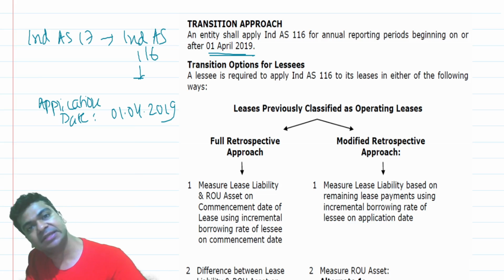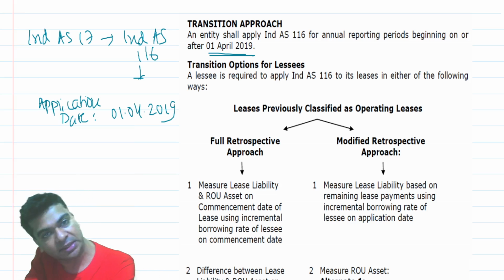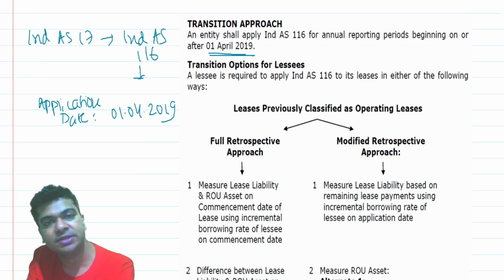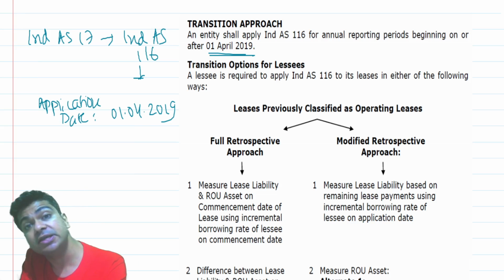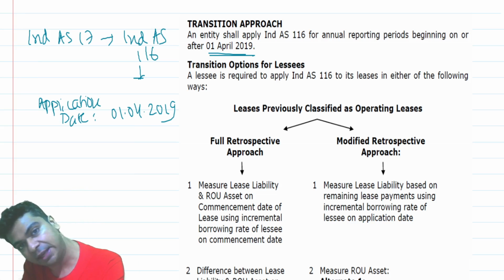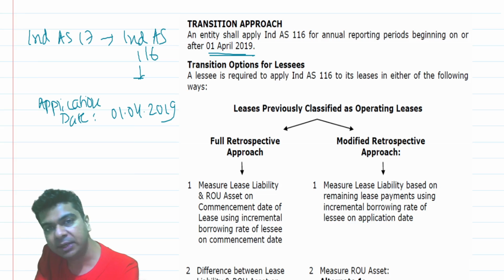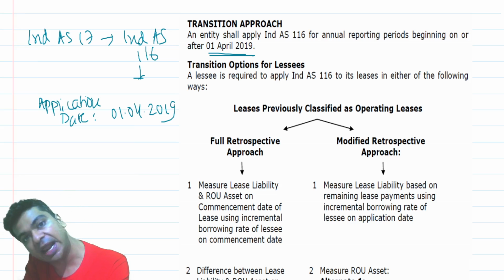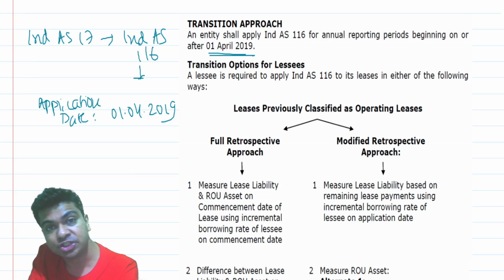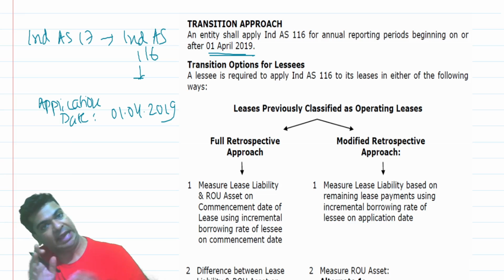As far as a lessor is concerned, under Ind AS 17, a lessor was classifying the leases into finance lease and operating lease. And even in Ind AS 116, you are supposed to classify it into finance lease and operating lease. So the transition work to be done by the lessor is slightly on a lighter side. So let us understand how the transition shall be done first in the books of the lessee.